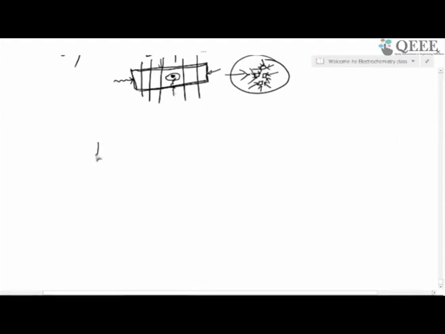Suppose I have iron phosphate as my, say, cathode material, or this is called cathode material, or positive electrode.